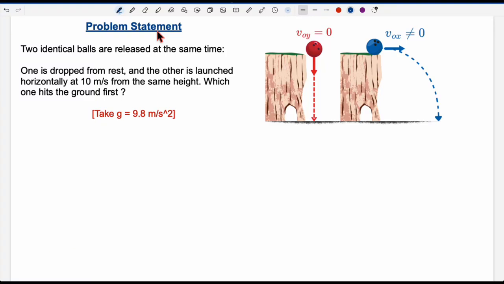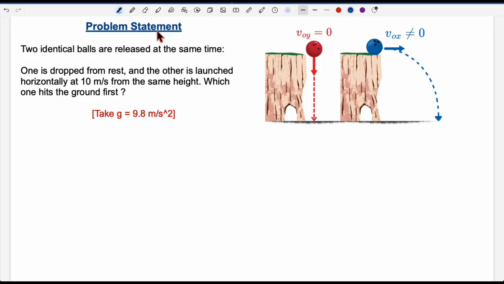In today's video, I'm going to show you how to solve this classic, interesting, but fun projectile motion problem. Let's look at the problem. Two identical balls are released at the same time. One is dropped from rest and the other is launched horizontally at 10 meters per second from the same height and at the same time. Which one hits the ground first?